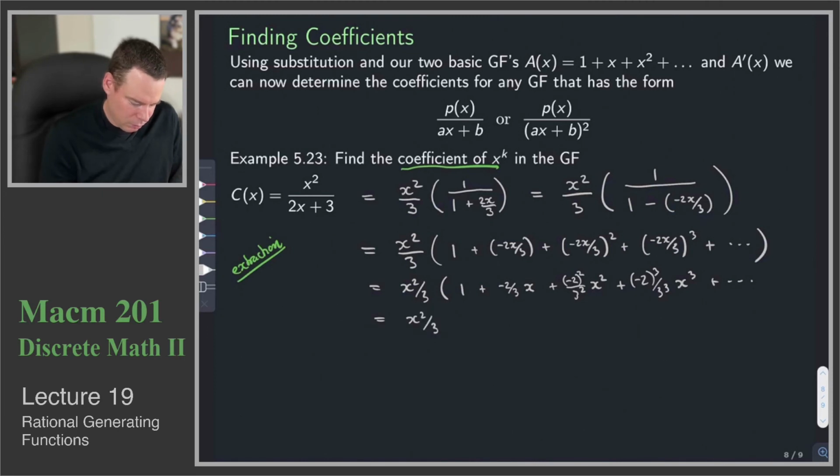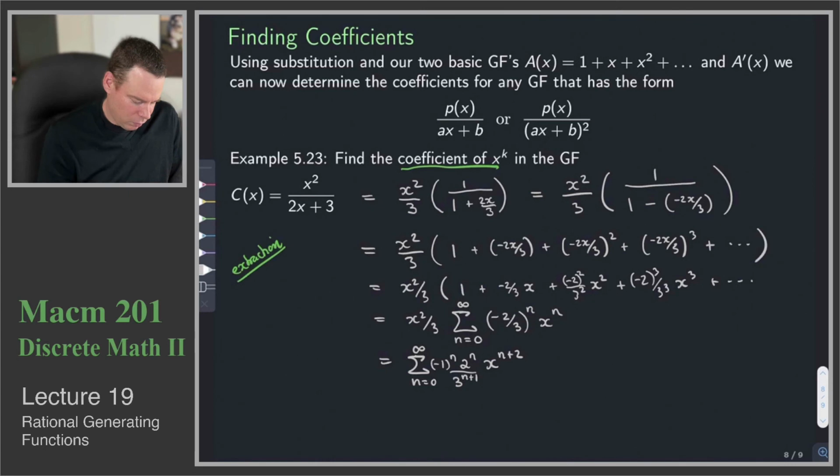Might be nicer to write this using sigma notation. So this goes n equals 0 to infinity of negative 2 over 3 to the power of n x to the n. And then I can multiply through by x squared over 3. So this becomes the sum n goes from 0 to infinity. It now is an x to the n plus 2. I've got a negative 1 to the n. I've got a 2 to the n. And I've got on the denominator a 3 to the n, but this other 3 comes over as well. So that becomes a 3 to the n plus 1.